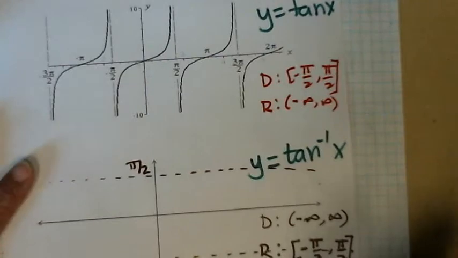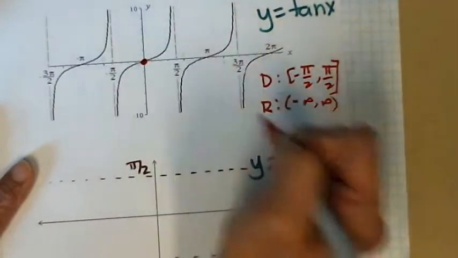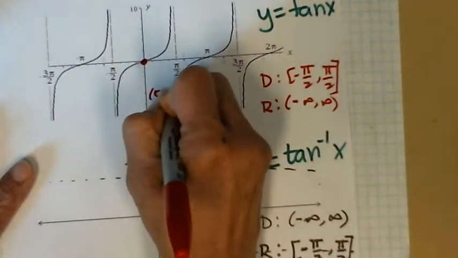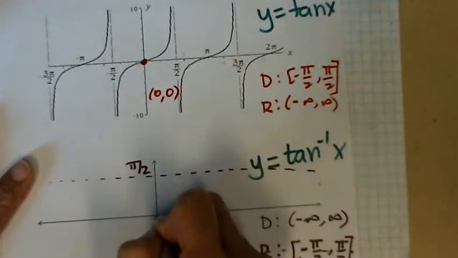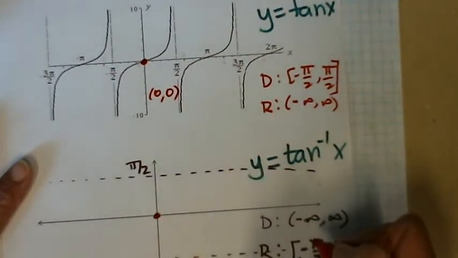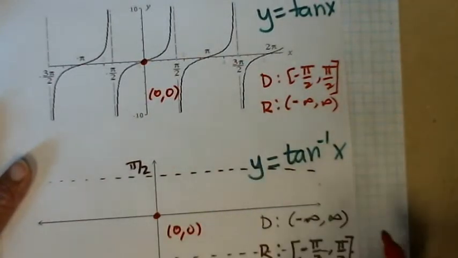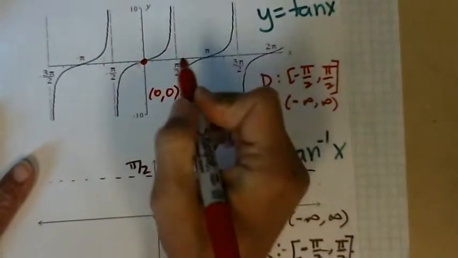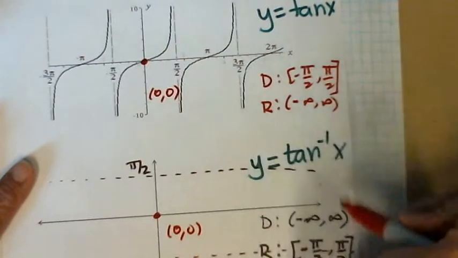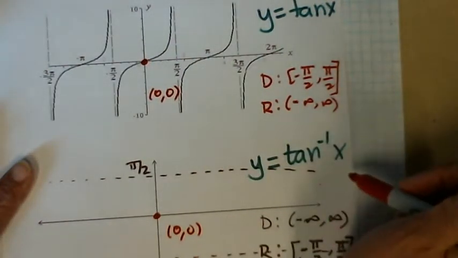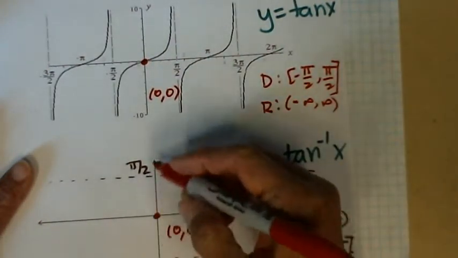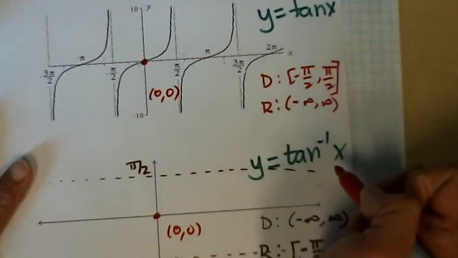So let's see what kind of values I have. On my original function, I have 0, 0. Well, if I flip those around, I still say 0, 0 down here. So that's on my inverse function as well. Now, let's think about this. I can't do a reciprocal. It means something different. I have angles going in.